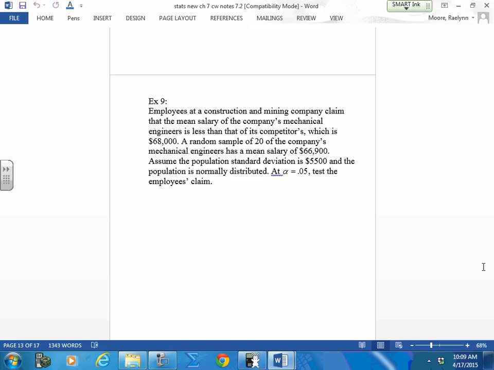I'm an employee and I say my friend works for this other company and they make much more than me. So I go to the head of my company and I say, we make less than the $68,000 that they do. From an employee's point of view, that's what our claim is. Now, the manager might say, we make $68,000 or more. We say, we definitely reject your claim because that is so not true. So we're going to prove him wrong and reject his claim.